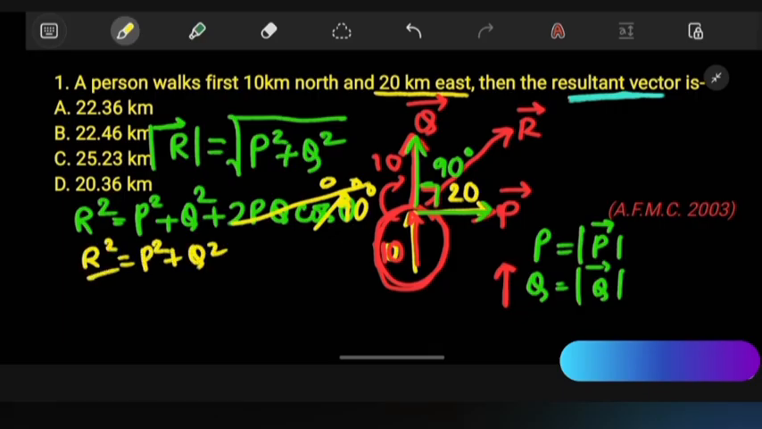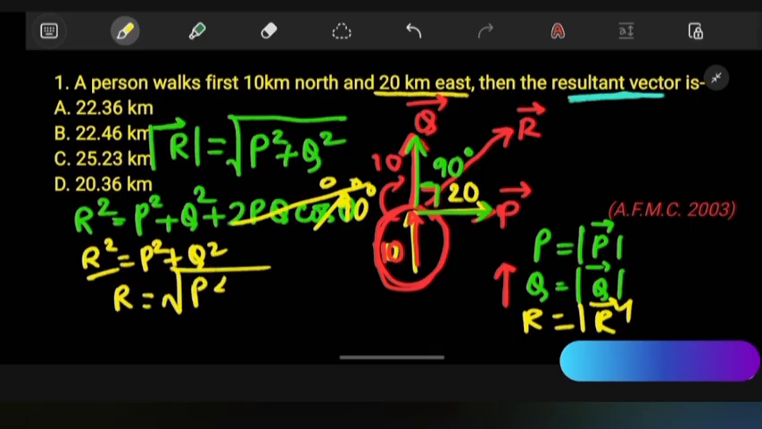What is R? R is the magnitude of R vector. So what will be the magnitude? R is root over P square plus Q square. Okay, I have directly written it. So this way we will solve it. Now we will simply put the values.